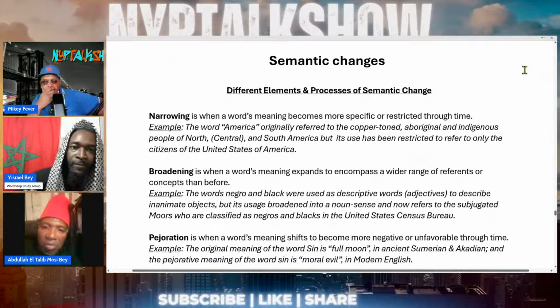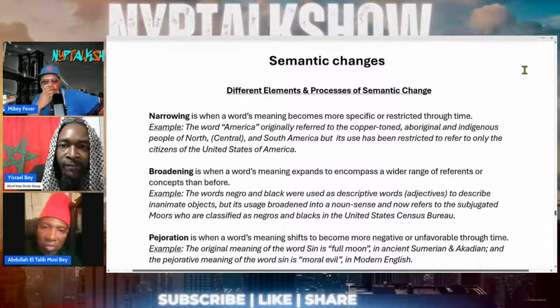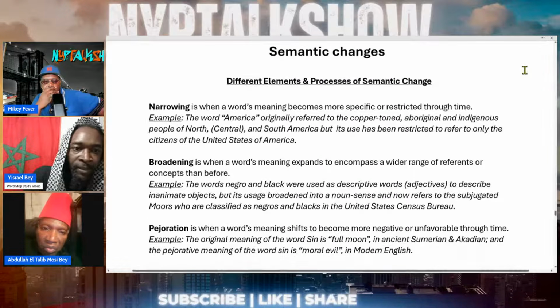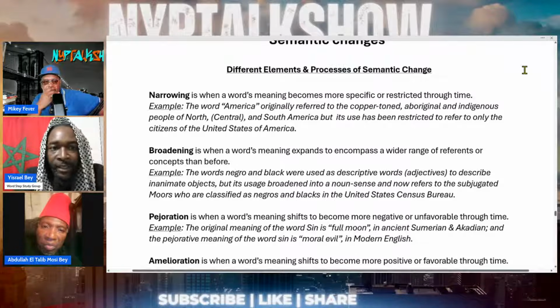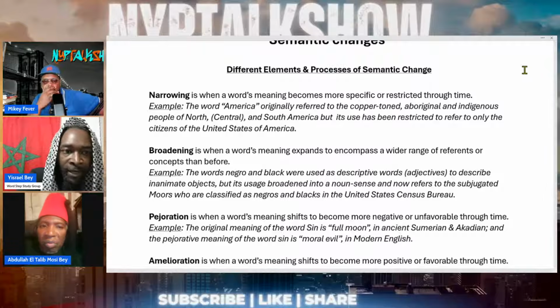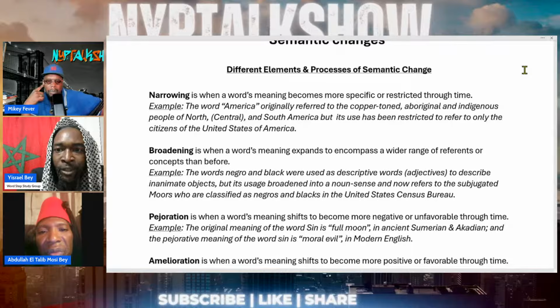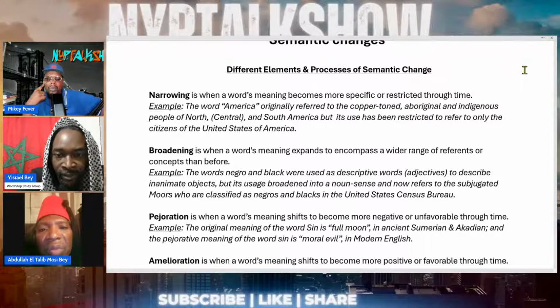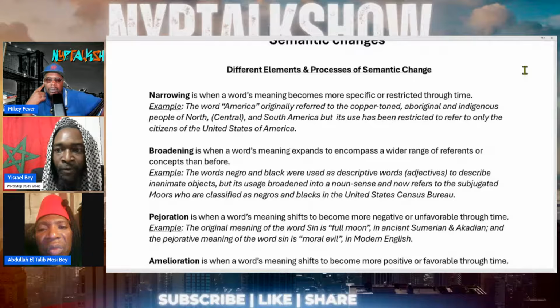Semantic changes. Different elements and processes of semantic change. Narrowing. Narrowing is when a word's meaning becomes more specific or restricted through time. Example, the word America originally referred to the copper-toned Aboriginal and indigenous people of North, Central, and South America, but its use has been restricted to refer to only the citizens of the United States of America.